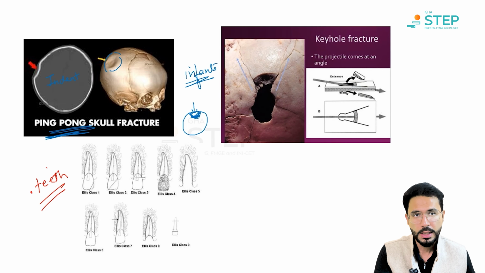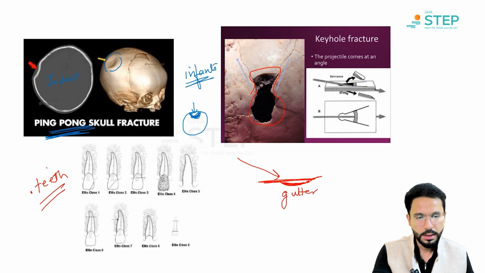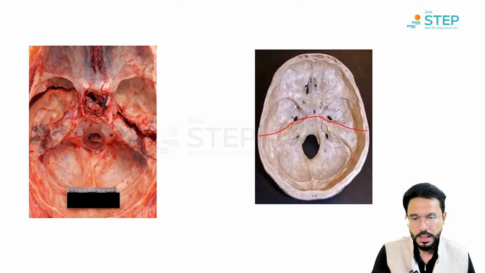So keyhole is basically how you have a lock and you have a keyhole there. So this resembles the keyhole here. So what is this? The projectile, when it comes at a particular angle at this surface, it will create this keyhole or this gutter formation to eventually take place, and this is known as a keyhole or a gutter fracture in firearm injuries. What is this fracture here showing you?